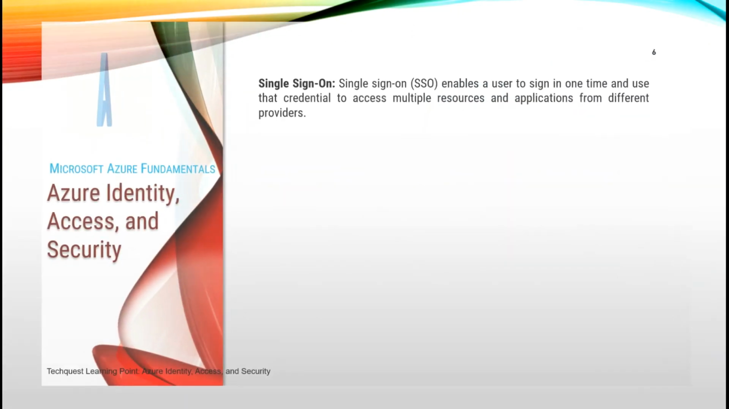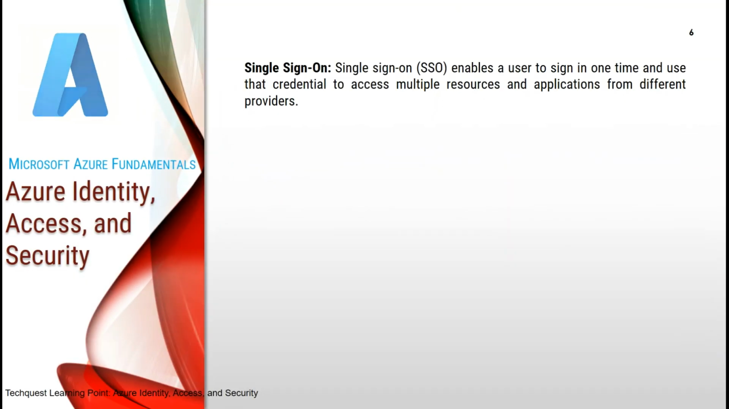Single sign-on. Single sign-on (SSO) enables a user to sign in one time and use those credentials to access multiple resources and applications from different providers. For SSO to work, the different applications and providers must trust the initial authenticator.